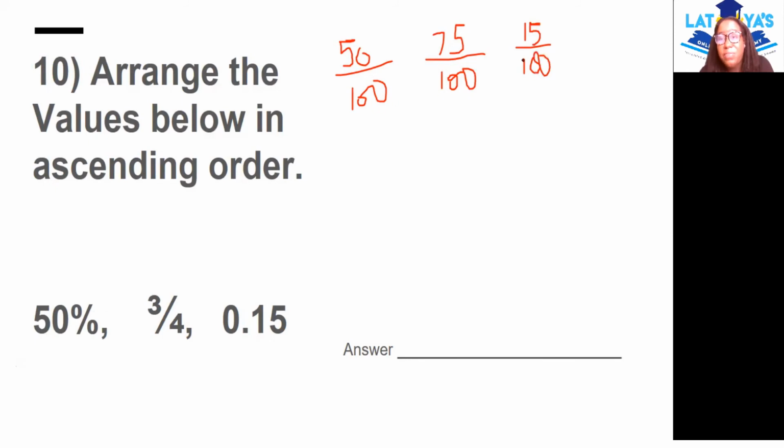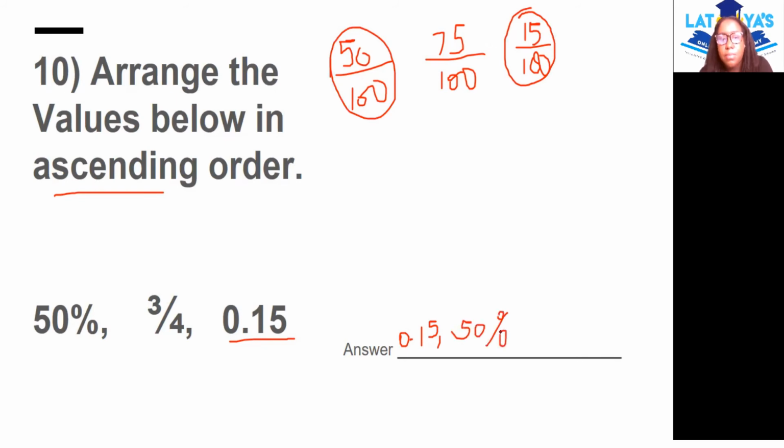So now that we converted it like this, we can see that 15 over 100 is the smallest. They want us to arrange it in ascending order, which means that you're putting the smallest number first. So I'm writing 0.15, not 15 over 100, but 0.15, is coming first. 50% is coming second. And 3/4 is coming third.